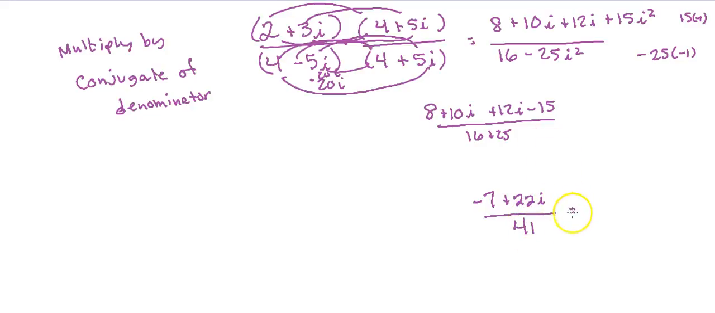And so there it is. Final answer is, and then you can separate this out for the real part of negative 7 over 41 plus the imaginary part of 22i over 41. So that's what you do. You multiply by the conjugate of the denominator. So let's look at one more.